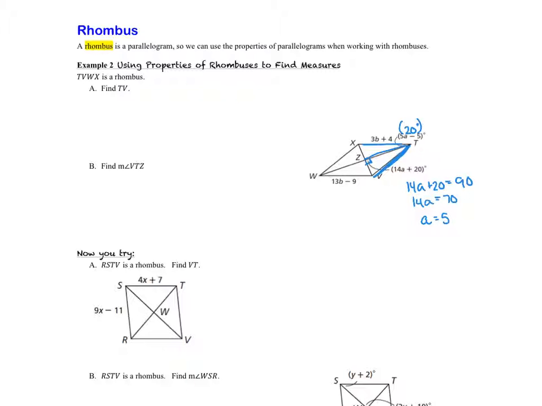So let's see, what's this asking for? TV. I still have yet to do anything about TV, so hold that thought. Okay, and then the measure of angle VTZ. Well, it's congruent to XTZ, which I said was 20 degrees. So it is also 20 degrees. So that helps. We've got that angle is 20 degrees.